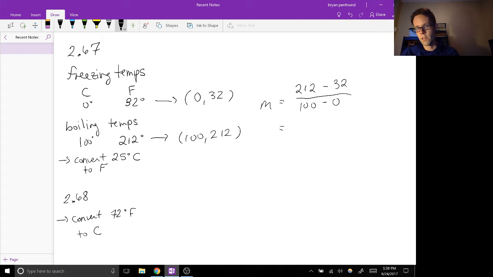Okay, so just give me a moment here to rifle this through a calculator and see what our slope is. So 212 minus 32, that's 180. And I'm going to divide that through by 100. It's going to give me a decimal number, 1.8. Okay, so now we have our slope and we actually have our y-intercept here as well.